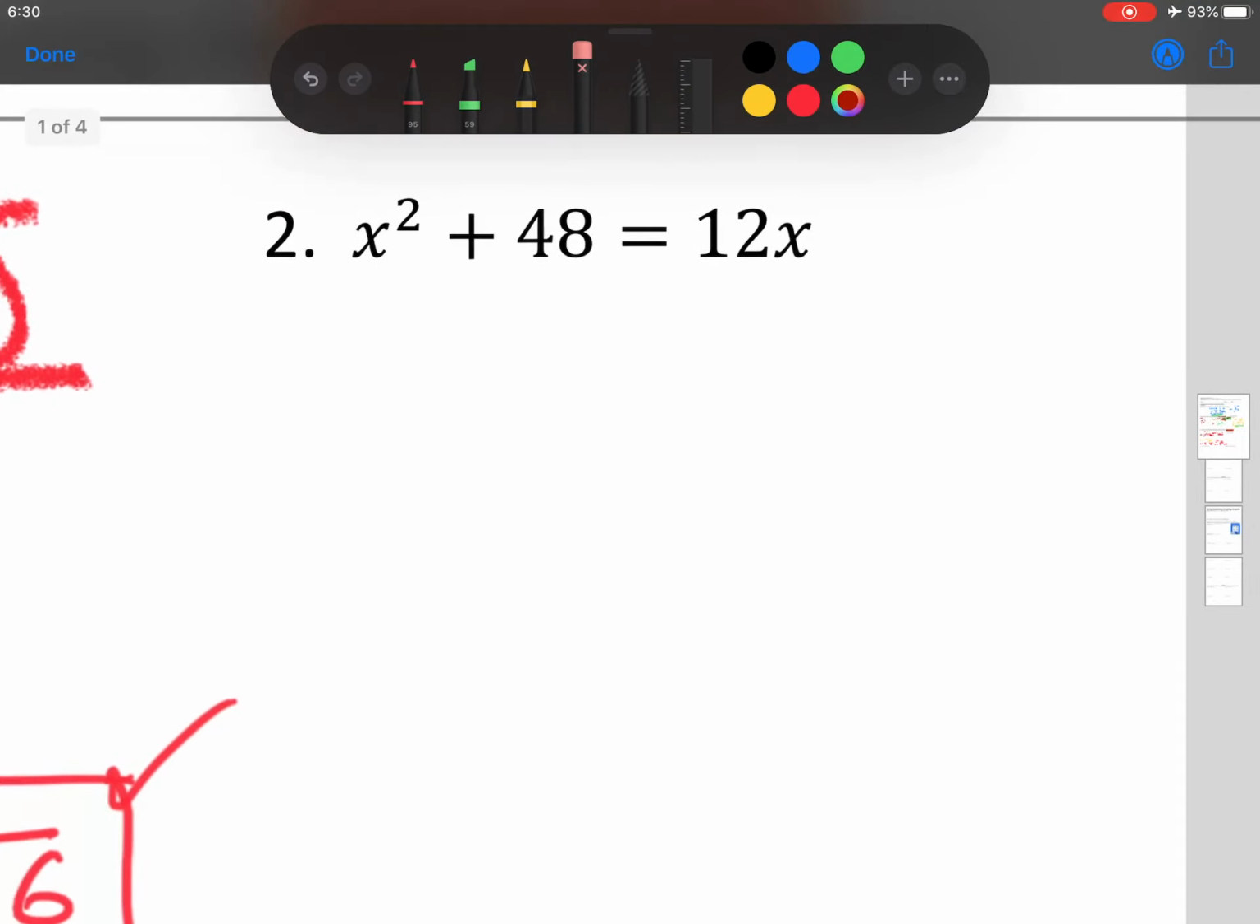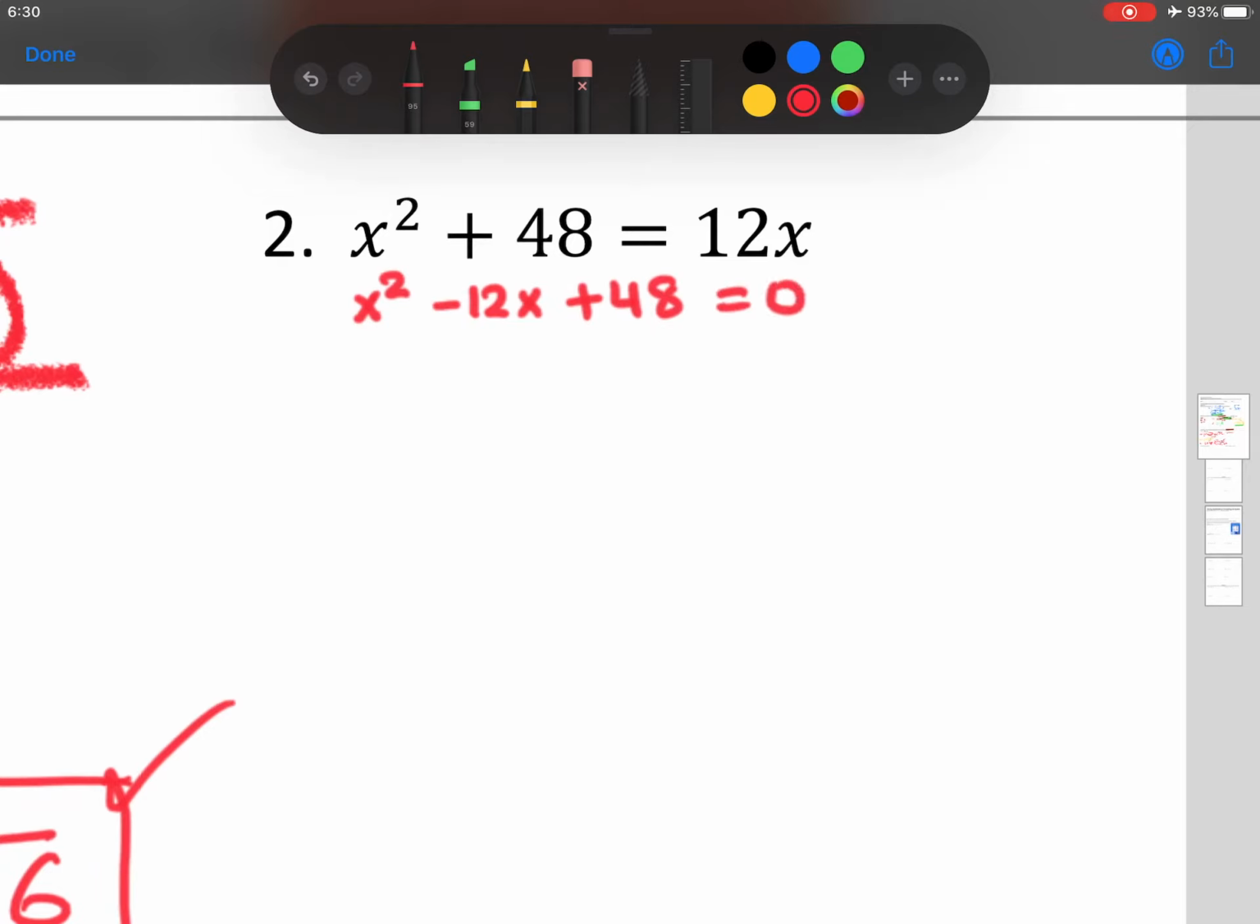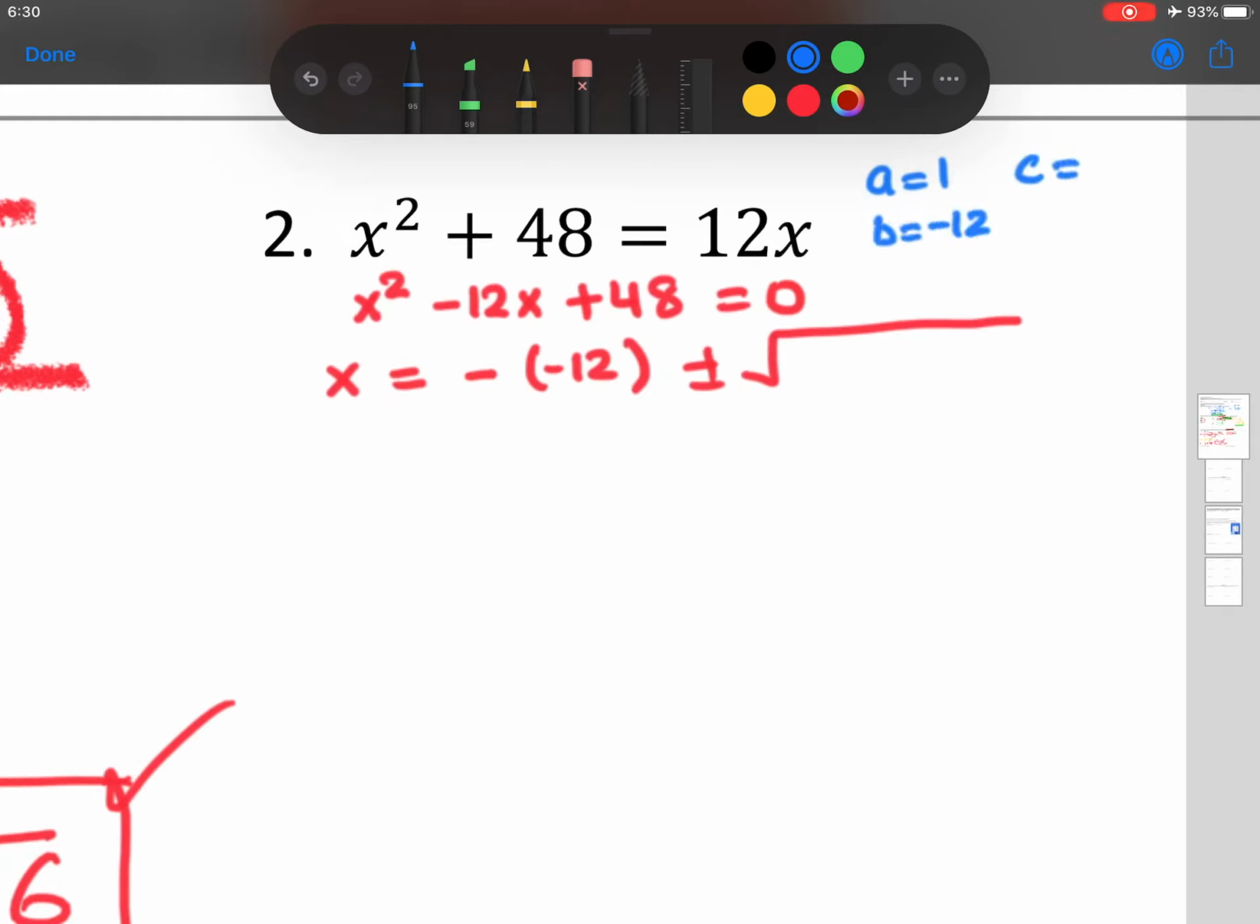If you look at number 2, it's not set equal to 0. So anytime you use the quadratic formula, you must set it equal to 0. So I'm going to subtract 12x on both sides. So I get x squared minus 12x plus 48 is equal to 0. Now you substitute into your quadratic formula. It's going to be negative 12 plus and minus your b. Again, if you want to write that, I should have written that here. A is 1, b is negative 12, and c is 48, right?